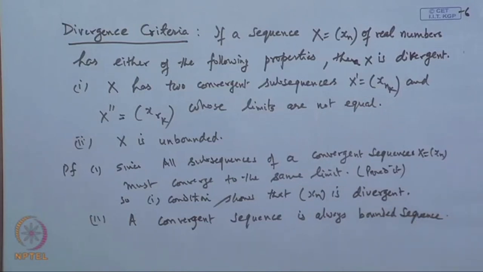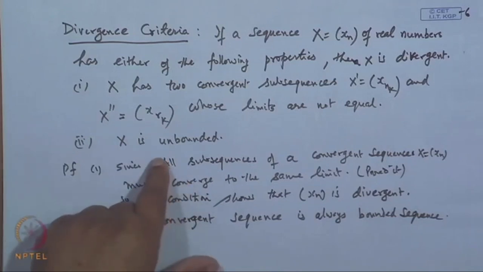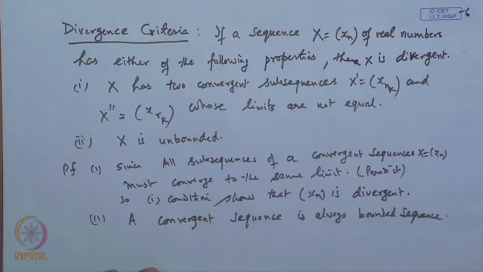So, if a sequence is unbounded, then it will not be a convergent sequence. Now, here we are not saying boundedness implies convergence, because even a diverging sequence may be a bounded sequence. What we are saying is a convergent sequence will always be a bounded sequence. So, once it is unbounded, definitely that sequence will be a diverging sequence. So, that proof follows.